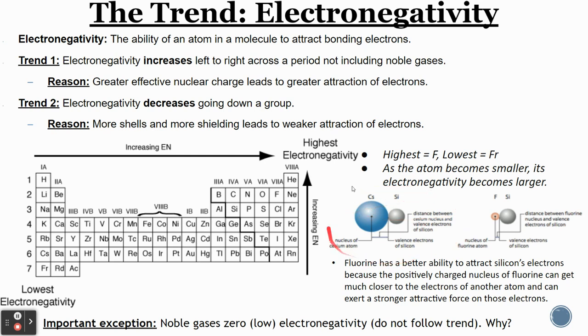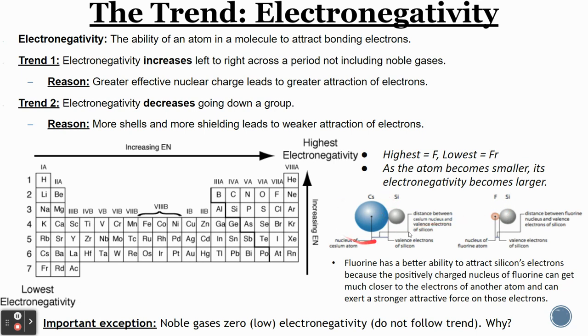So let's take a look at this example. Here we have some images to show that. We have, let's say, fluorine and silicon. Fluorine has a greater attraction for the electrons compared to silicon. You'll notice that fluorine is a smaller atom. Because it's a smaller atom, if they're sharing electrons, the nucleus of fluorine is closer to the shared electrons, and so it would hold them more tightly and attract them more effectively in a bond.